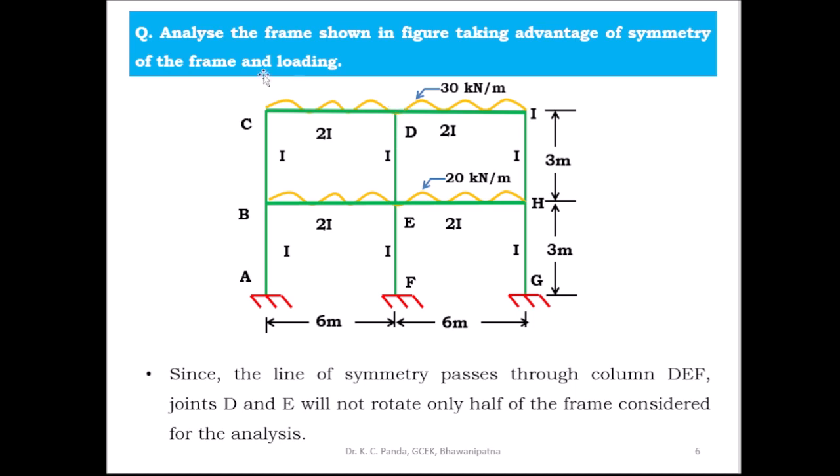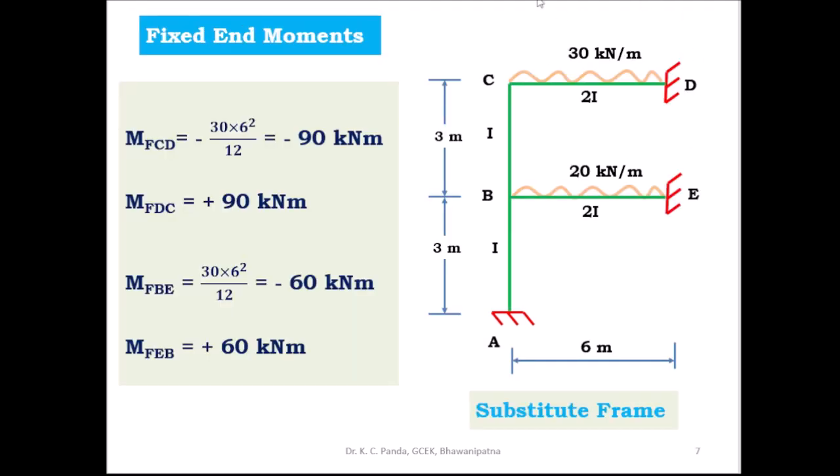So what value you get from this half portion, for the other half you have to put the same value but with opposite sign. So here you have to consider D and E as fixed ends, and you have to take the substitute frame of this frame. So this is the substitute frame of the original frame, and here take D and E as fixed ends, and on the span BE there is 20 kilonewton per meter, and on the span CD there is 30 kilonewton per meter load, and the moment of inertia of CD is 2I, and the moment of inertia of BE is given 2I.